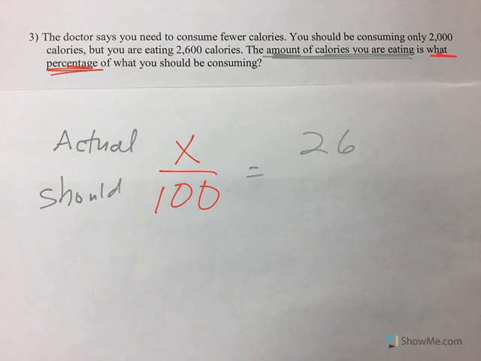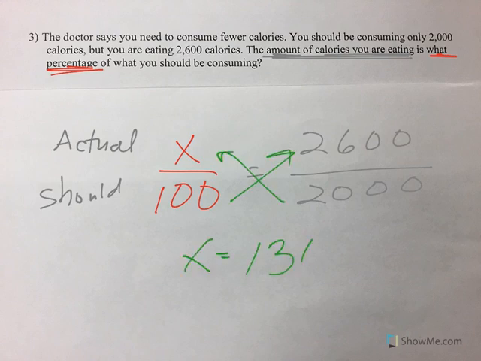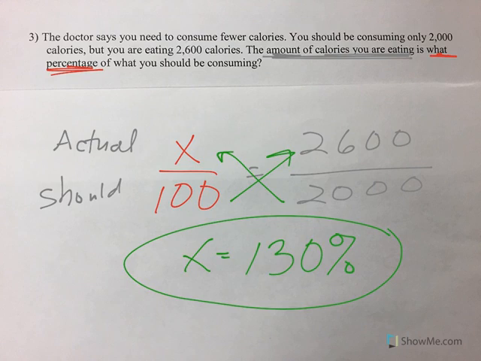So I am eating 2,600. I should be eating 2,000. So I cross multiply and divide. I'm eating 130% of what I should be eating.